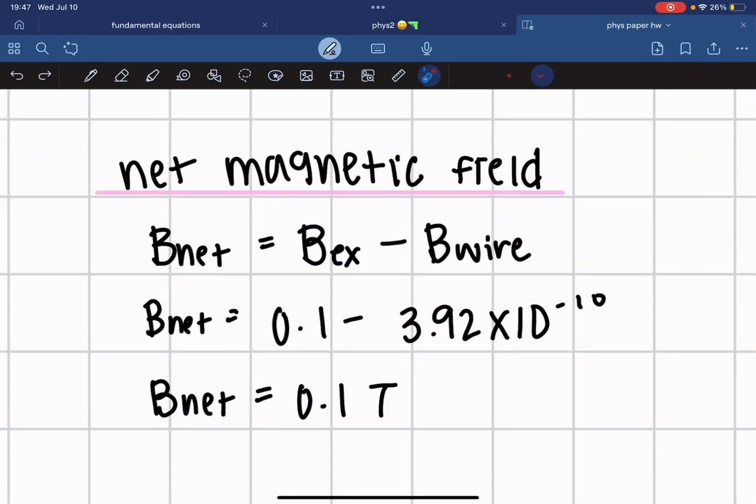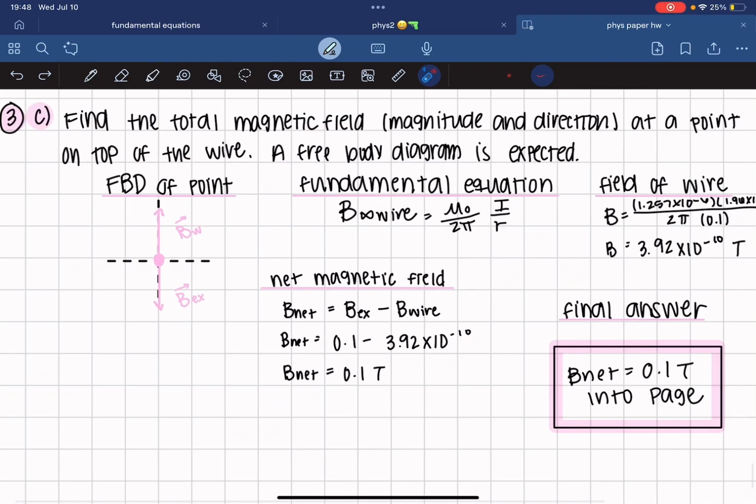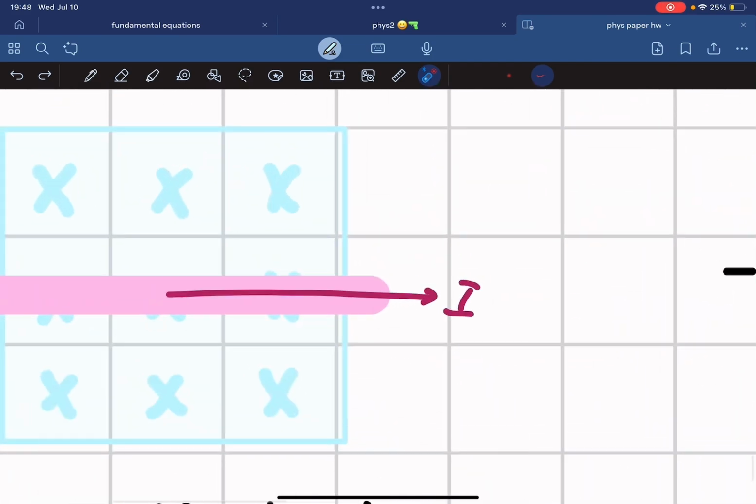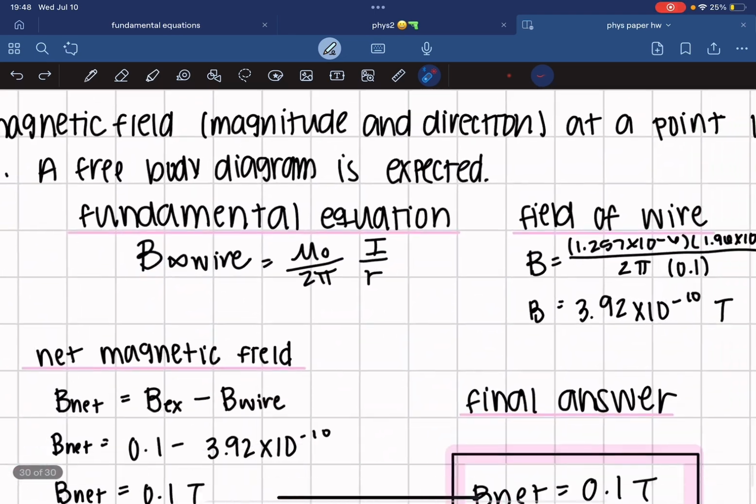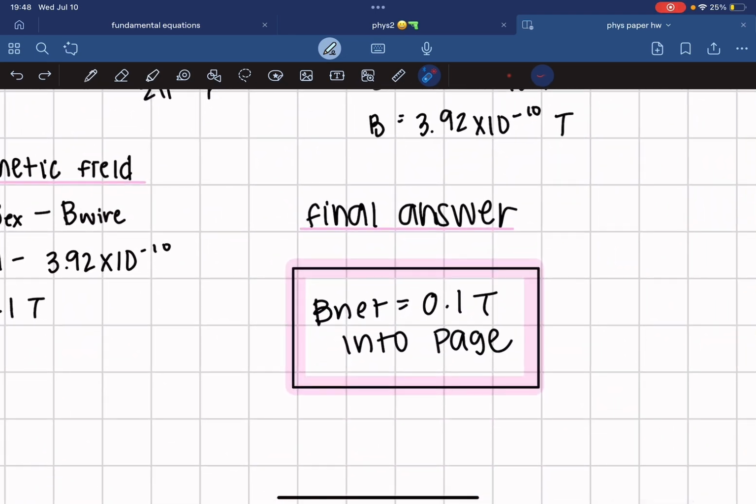Finally, to solve for our net magnetic field, we know that they're in opposite directions, so it has to be a difference between the two, and the larger one is the external field, so we're going to subtract the field generated by the wire from the external field. Now solving this out, 3.92 times 10 to the negative 10th is basically irrelevant, so we still end up with the same 0.1 teslas, and we know that that's pointing into the page, as stated above. Therefore, our final answer is our net magnetic field is equal to 0.1 teslas pointing into the page.